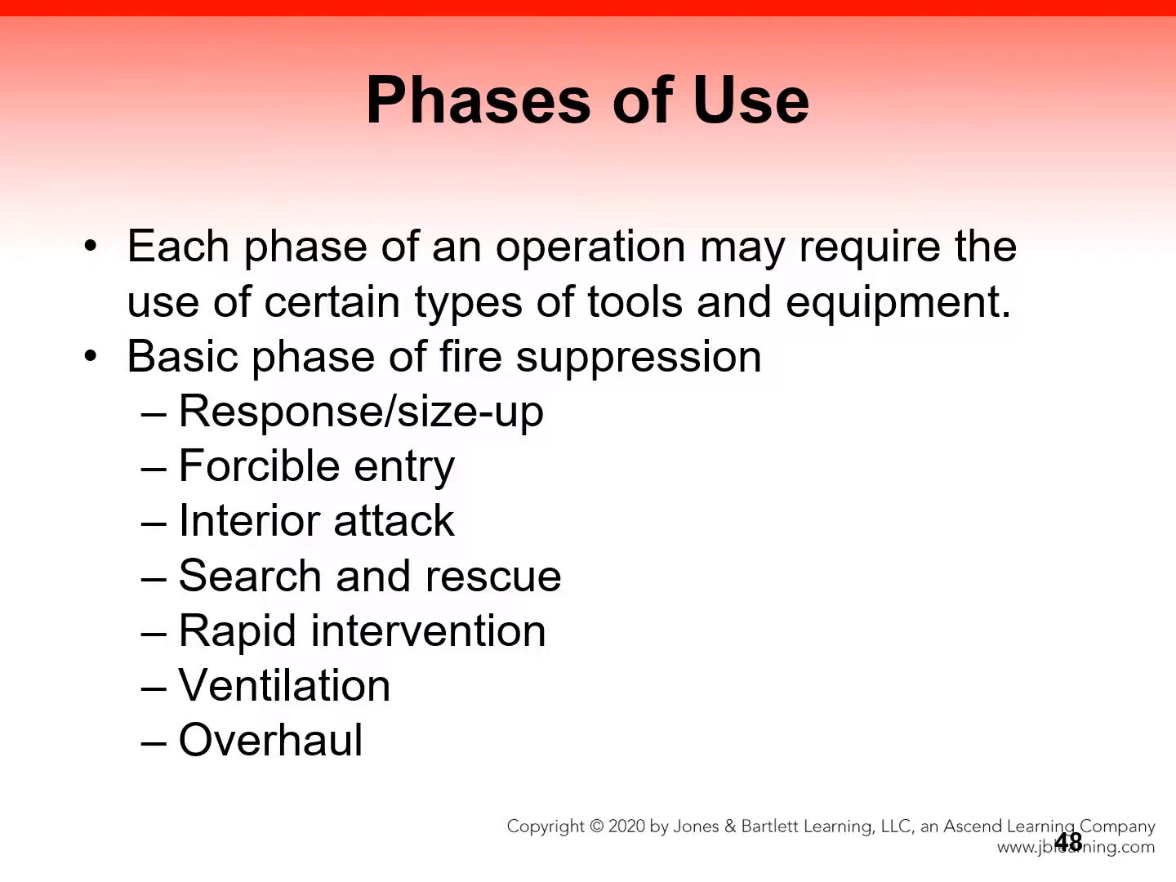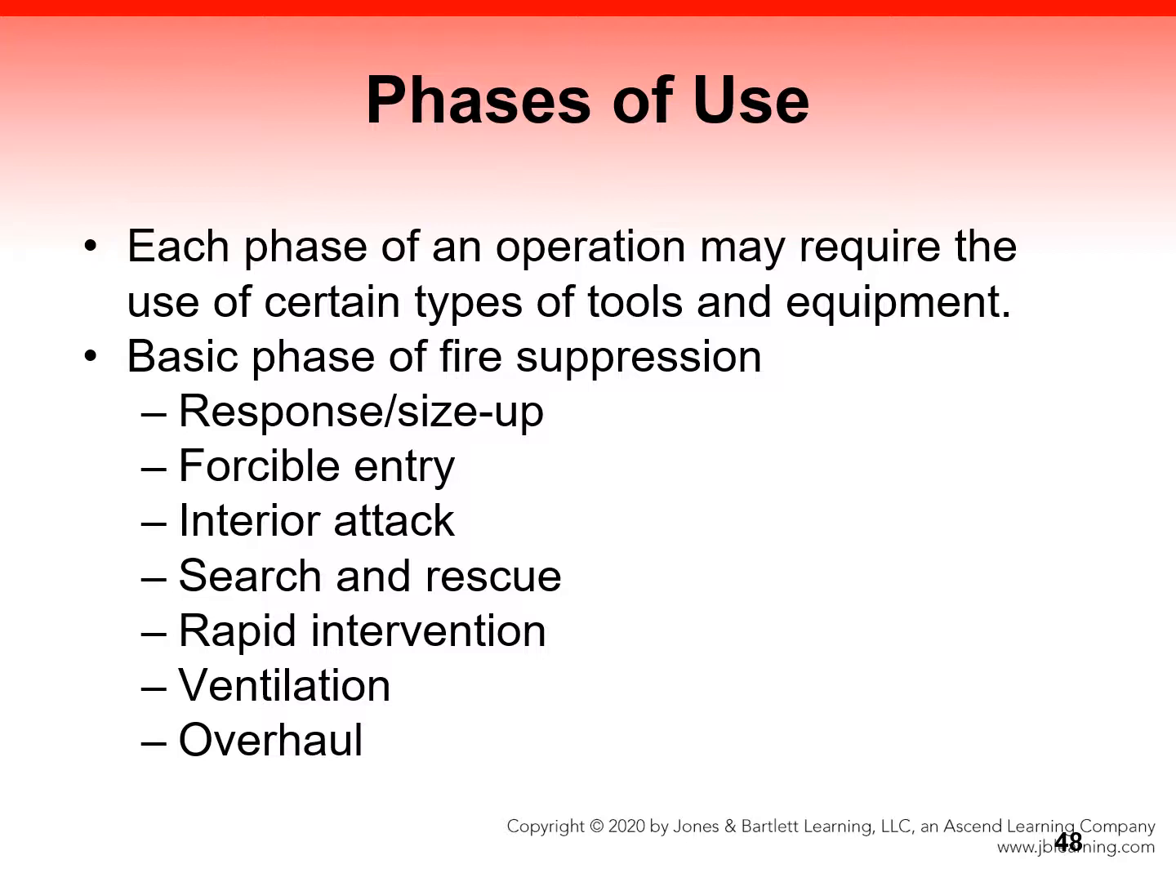Okay, class, let's talk about the phases of use. The process of extinguishing a fire usually involves a sequence of steps or stages. Each phase of a fireground operation may require the use of certain types of tools and equipment. The basic steps of fire suppression include: number 1, response size up. This phase begins when the emergency call is received and continues as the units travel to the incident scene. The last part of this phase involves the initial observation and evaluation of factors used to determine the strategy and tactics that will be used.